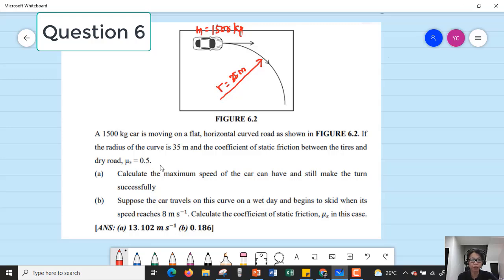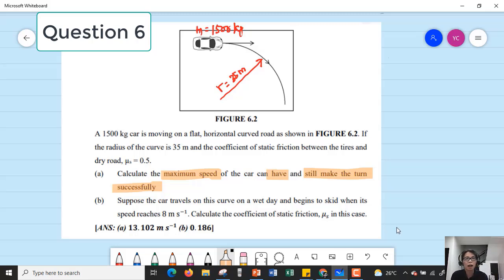So the car is moving on a dry road, so there is a friction between the tires and the dry road. Question A asks us to calculate the maximum speed the car can have and still be able to make the turn successfully. B, suppose the car travels on this curve on a wet day and begins to skid when its speed reaches 8 cm per second. Calculate the coefficient of static friction, mu s, in this case.